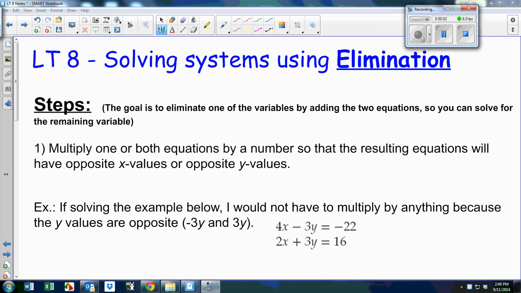All right, part 2 of the Learning Target 8 video. We're still solving systems of equations. This is our third method to solve them. The last video, substitution, was an algebraic method. This is also an algebraic method, so we won't be using any graphing.